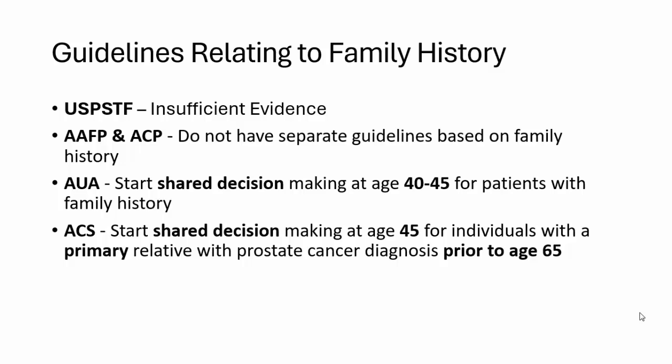Guidelines specifically relating to patients with a family history: the United States Preventive Services Task Force says there's insufficient evidence to have a different guideline. The American Academy of Family Physicians and the American College of Physicians do not have separate guidelines based on family history. The American Urologic Association recommends starting shared decision-making at age 40 to 45 for patients with a family history. And the American Cancer Society recommends starting shared decision-making at age 45 for individuals with a primary relative with prostate cancer diagnosed before the age of 65.